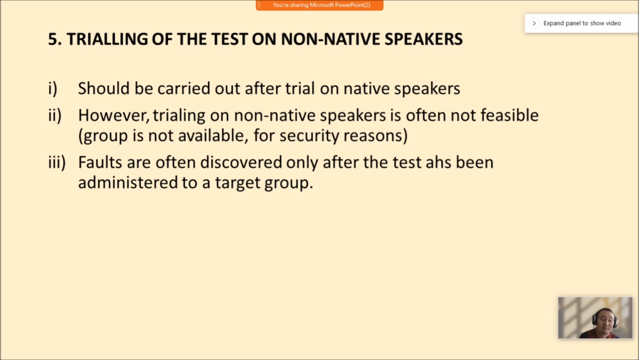So why do we do it? Because we want to find mistakes in our tests, because faults are often discovered only after the test has been administered to a target group. It's what happens in Kazakhstan when they publish books. They don't trial them because there is a very strong lobby of some groups. They just publish a book, they want to sell it, they sell it to the Ministry of Education, and then the Ministry of Education publishes it and applies it to all schools.